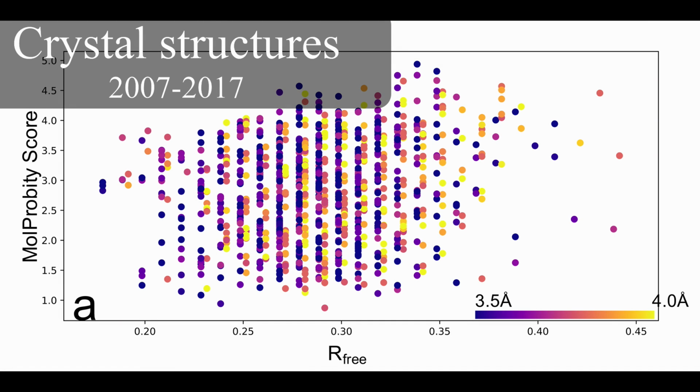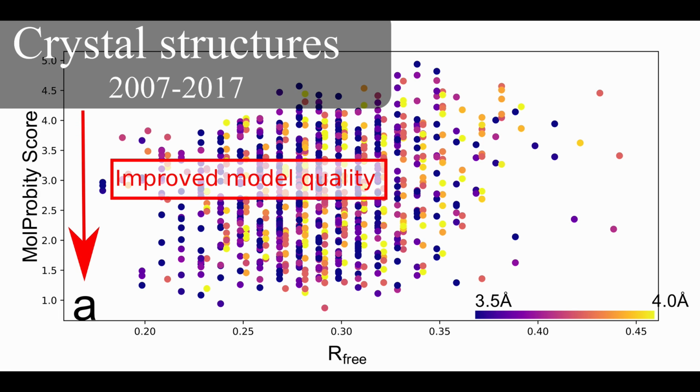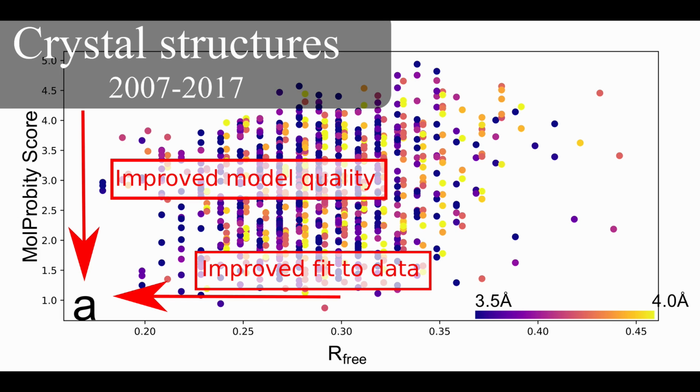There's quite a lot going on in this plot, so let me break it down for you. On the y-axis, we have the MolProbity score, which combines common measures of structural error, namely atomic overlaps or clashes, unlikely backbone conformations, and unlikely sidechain conformations, into a single log-scale score, where lower is better. On the x-axis, we have the R-free, a measure of how well the model fits the data. Again, lower is better. So the bottom left corner is where we want to be. Each spot represents one 3.5 to 4 angstrom crystal structure deposited in the last decade and is colored by resolution from blue for 3.5 to yellow for 4 angstroms.